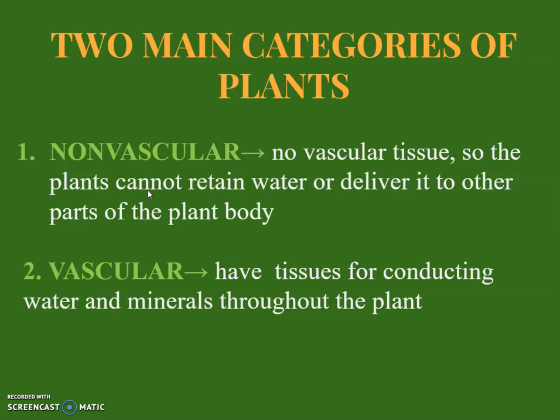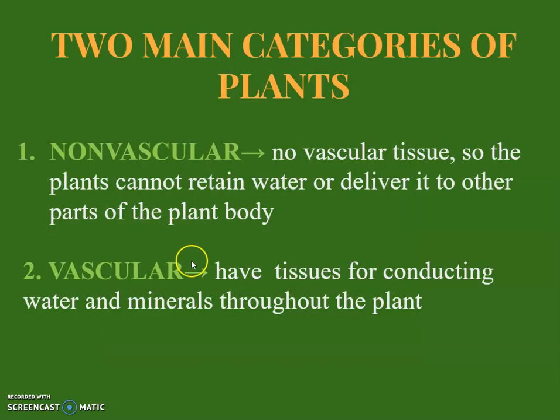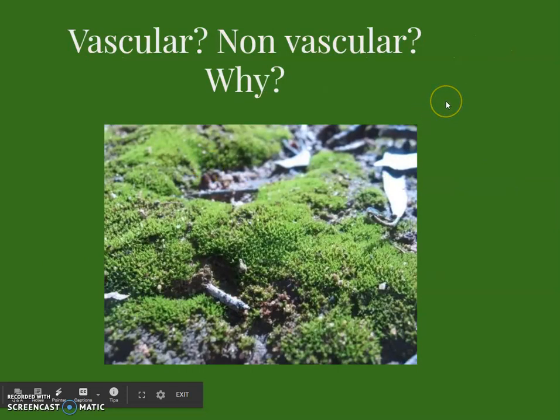And then there's vascular tissues, or types of plants that have vascular tissue that conducts the water and materials throughout the plant. So we're going to try to guess which ones of these plants are vascular, that have vascular tissue to transport, and non-vascular. So looking at this first one, do you think this one is vascular or non-vascular?